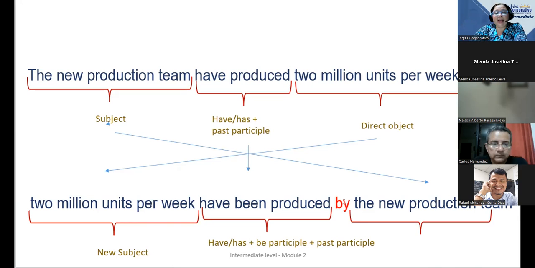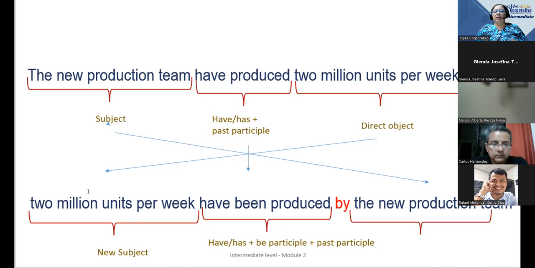So we use by, and I wrote this in the red color, because you can add it or you can't, okay? It's up to you. So I could also say 2 million units per week have been produced. That's it. But if we want to give the credits to the author, then we are gonna say by the new production team. In this case, the new production team seems important in the sentence. So the best way I think will be the active voice. But if we want to transform this into the passive voice, this is the way, okay?